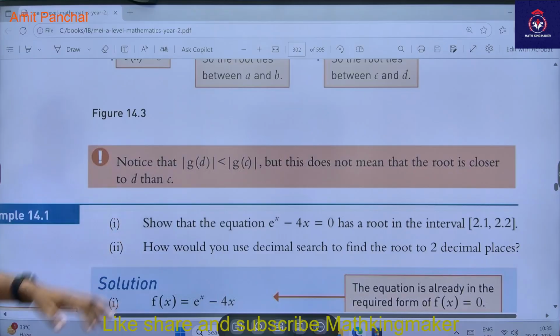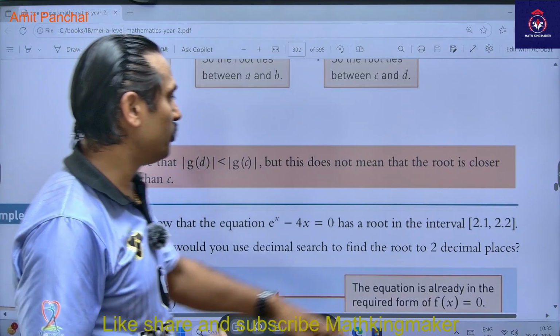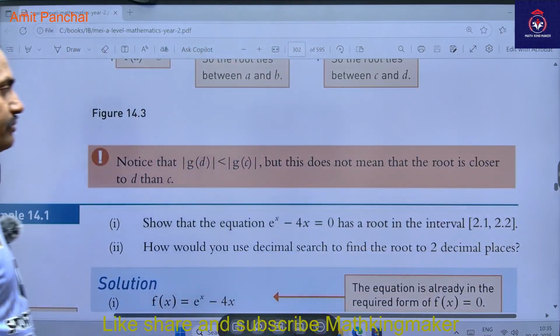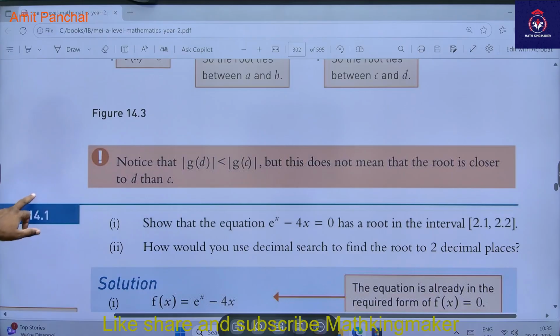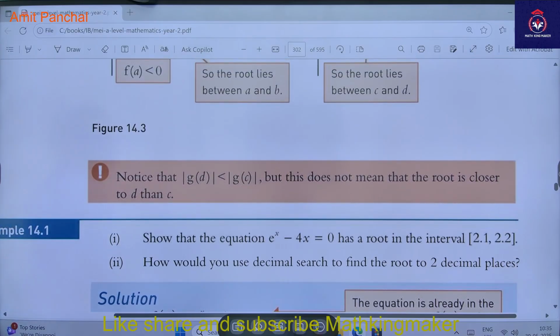Just show that the equation e^x - 4x = 0 has a root in the interval 2.1 to 2.2. How are you going to show it? So I can substitute 2.1, e^2.1. Just see what is happening.